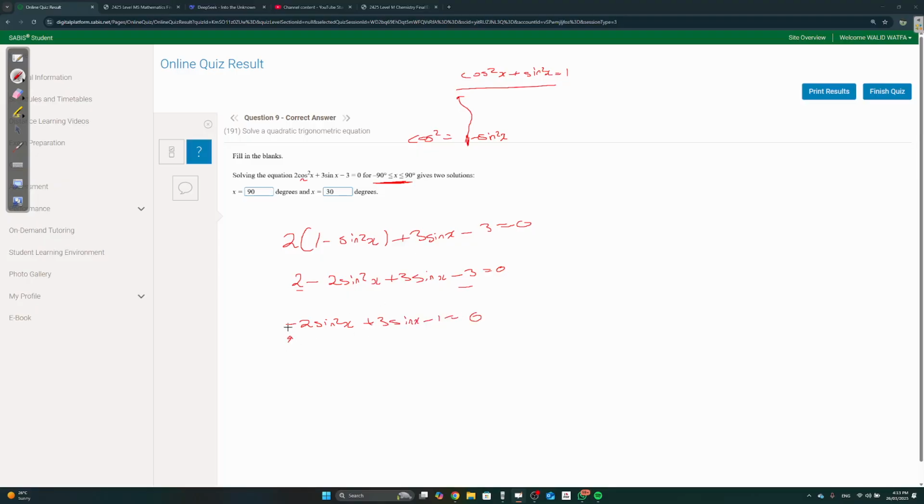And I don't like this negative, so I'm going to throw everything to the other side. It's going to be 2 sine squared x minus 3 sine x plus 1 is equal to 0. Everybody knows how to solve this at this point.